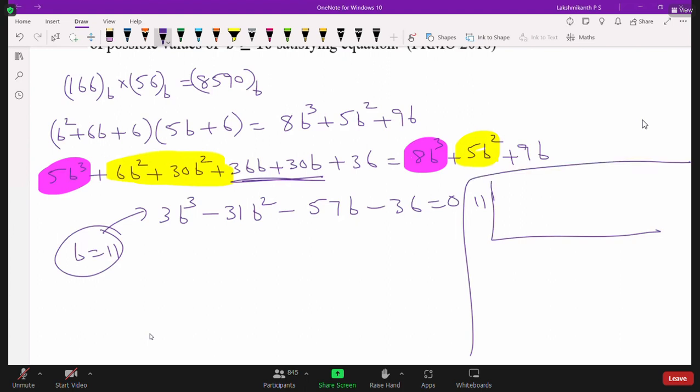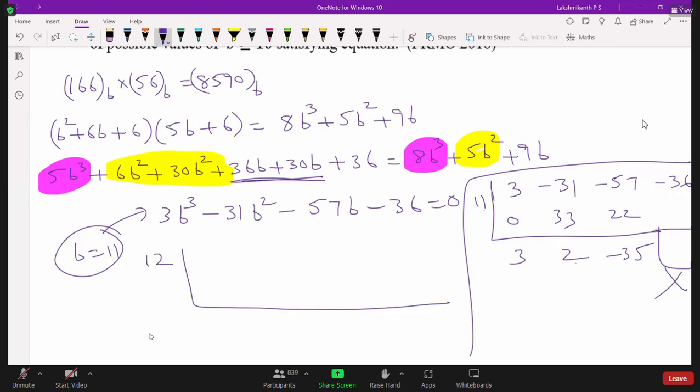So B power 3 coefficient 3, minus 31, minus 57, minus 36. See, look at here. 3 times 1 is 33. You will get 2. 2 into 11 is 22, minus 35. Minus 35 into 11 is more than this. Anyway, you won't get 0 here. Not necessary. Now divide by 12.